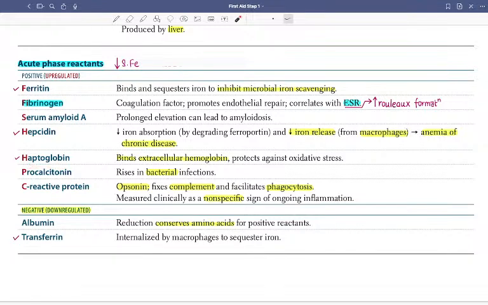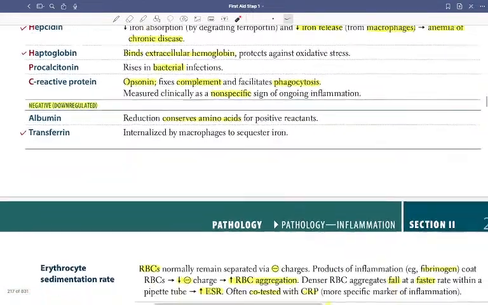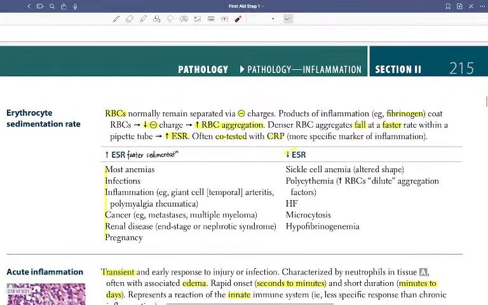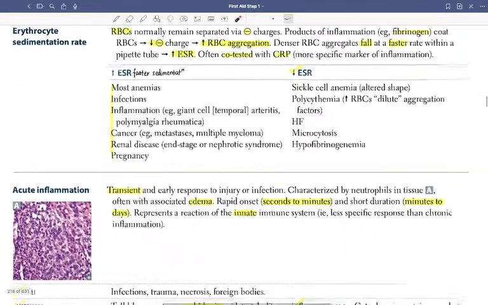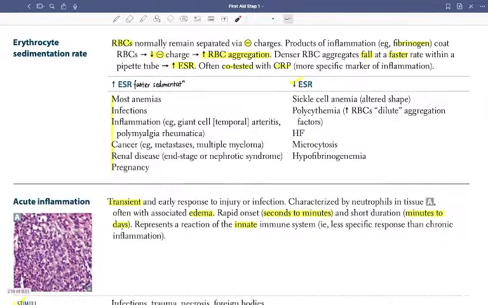Haptoglobin binds to extracellular hemoglobin and protects against oxidative stress. Procalcitonin rises in bacterial infection. C-reactive protein is an opsonin; C-reactive protein always increases. Remember COVID times. It fixes complement, promotes phagocytosis, and is a non-specific sign of inflammation. Next, where does ESR increase and where does ESR decrease? Secondary amyloidosis is AA.